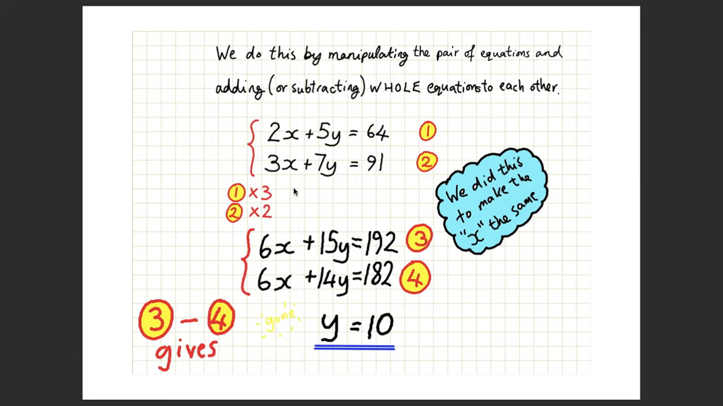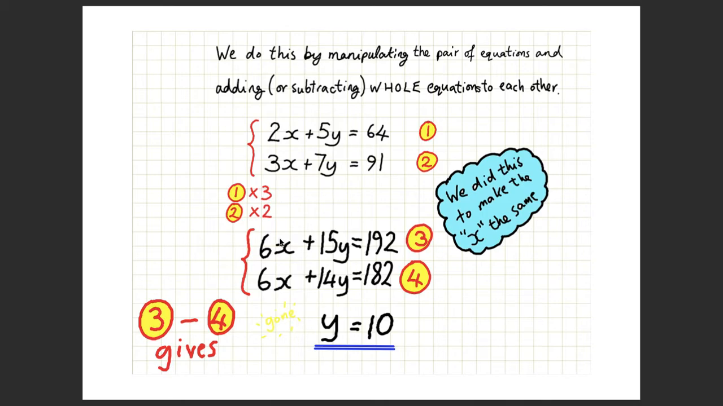And in a similar way, I've taken everything in equation 2 and multiplied it by 2. So 3x multiplied by 2 is 6x, 7y multiplied by 2 is 14y, and 91 multiplied by 2 gives you 182. So why did I do that?